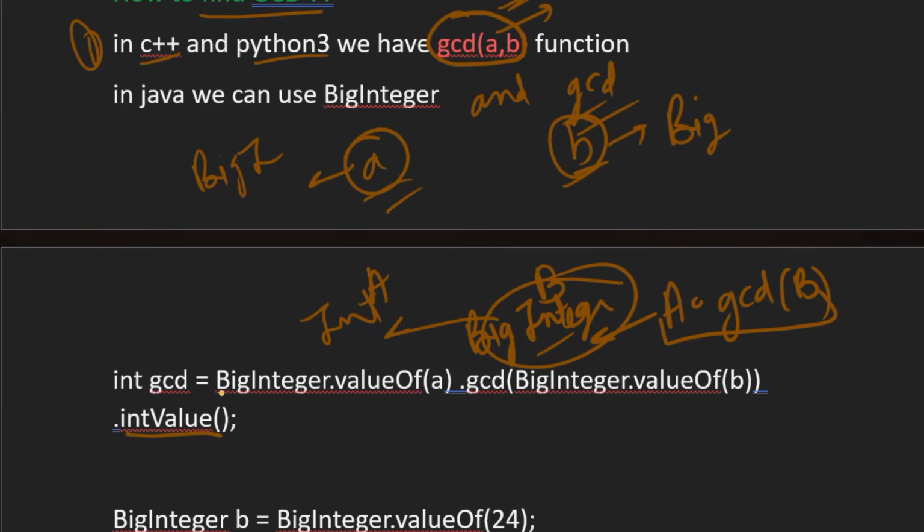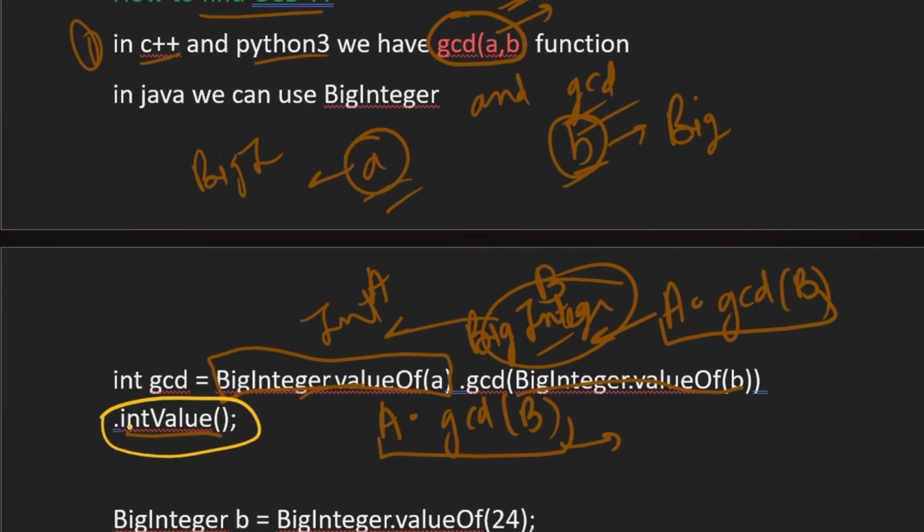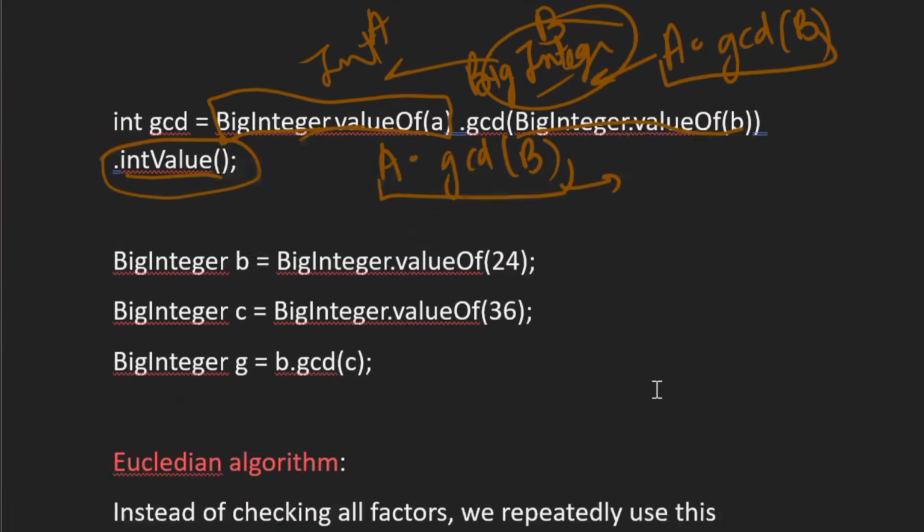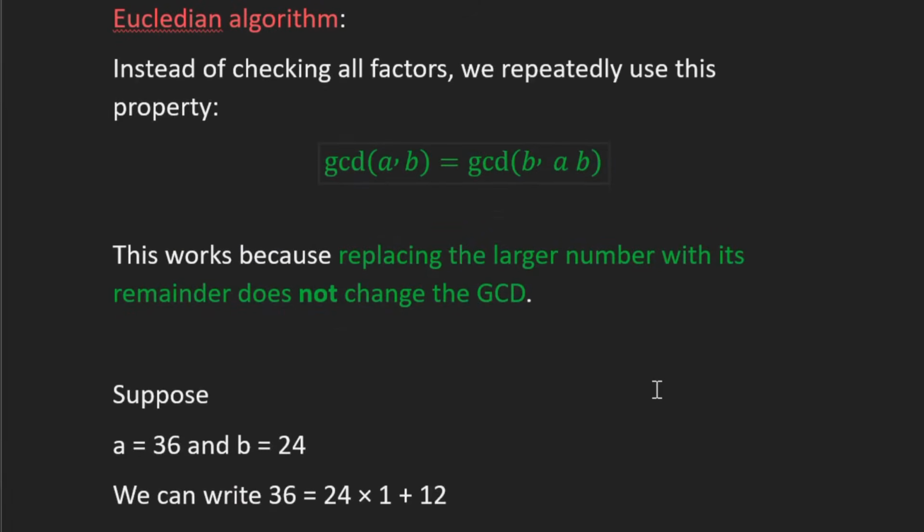For that we have to use intValue. So if you see here, BigInteger.valueOf(a), first we have converted a to BigInteger, then we have converted b to BigInteger, then we have done A.gcd of BigInteger value of b, let's say capital B. This will give us again a BigInteger. To convert that BigInteger to an integer we have used .intValue, right? This way in Java we can use the inbuilt function.